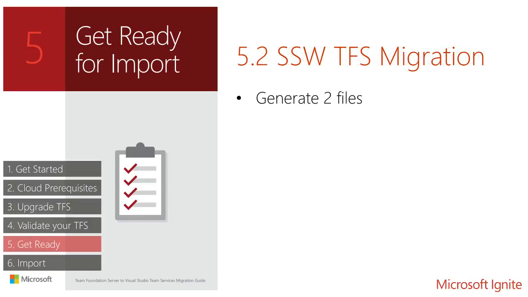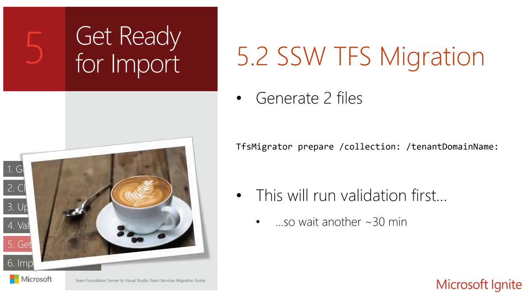Alrighty. So for TFS migration, you have to run another command in TFS Migrator. It's called prepare, and that is going to spit out two files. One is going to be a CSV file, and the other one is going to be a JSON. The whole thing is going to run the validation first, which means that whatever validation you ran before, if it succeeded, it's going to happen again regardless of whether you like it or not.